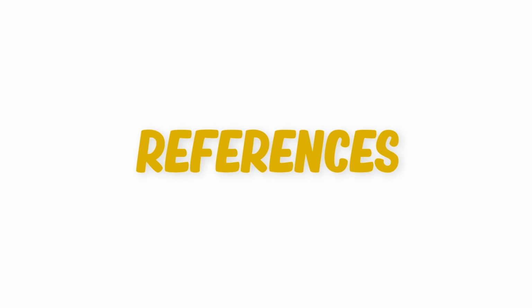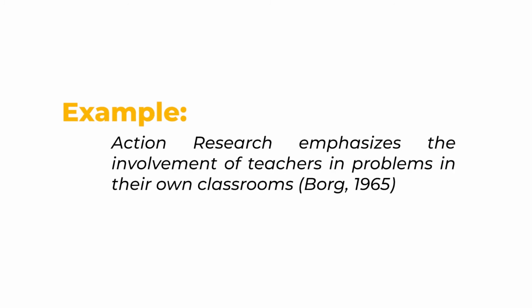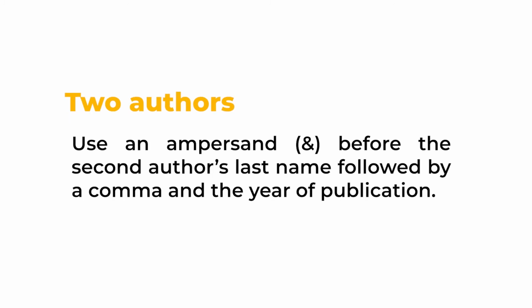Part 8 of your action research proposal, References. Use the American Psychological Association, or the APA style, for in-text citation. For a single author, write the author's last name, followed by a comma, and the year of publication. Example: action research emphasizes the involvement of teachers in problems in their own classrooms. So you're going to write in parentheses the last name of the author, followed by a comma, and the year of the publication.